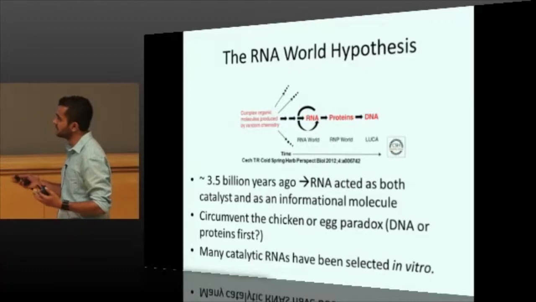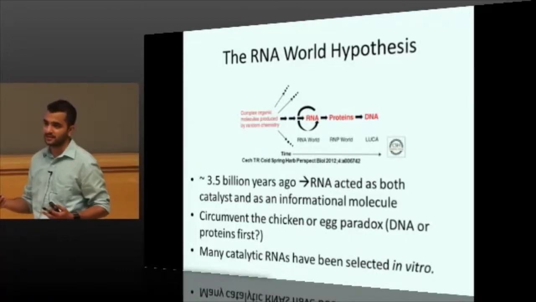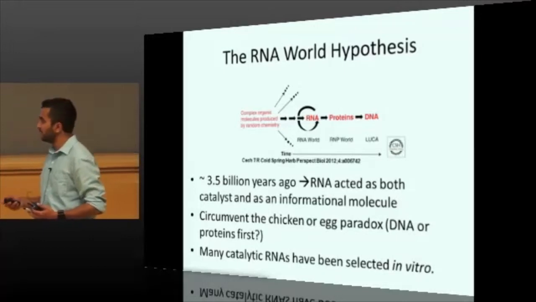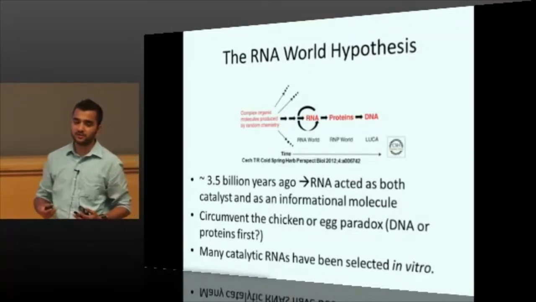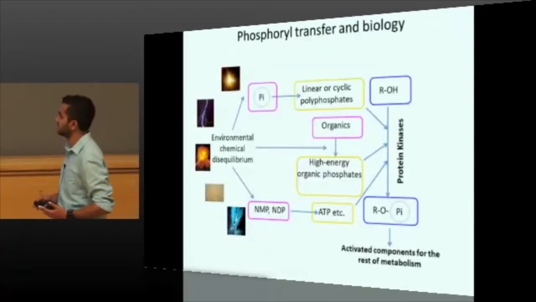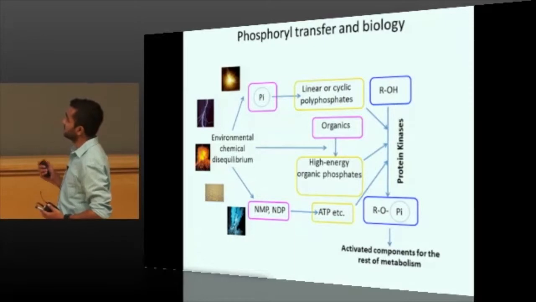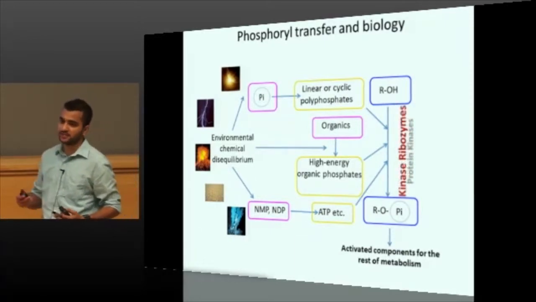Although originally it was put forward to circumvent the chicken or egg paradox, whether DNA came first or the RNA came first, recently we've actually found many catalytic RNAs by in vitro evolution, and it has really strengthened this hypothesis. So I'm interested in phosphoryl transfer and how RNA catalyzes phosphoryl transfer.